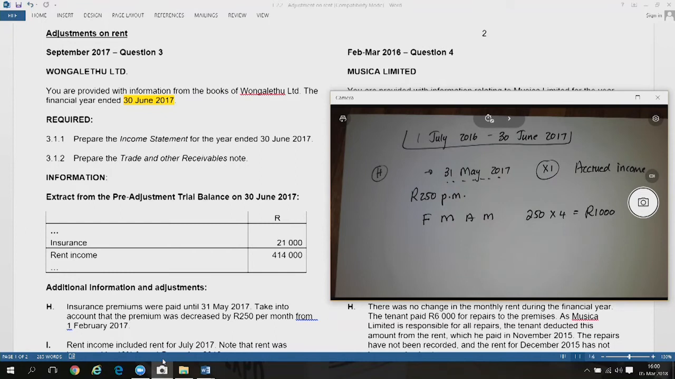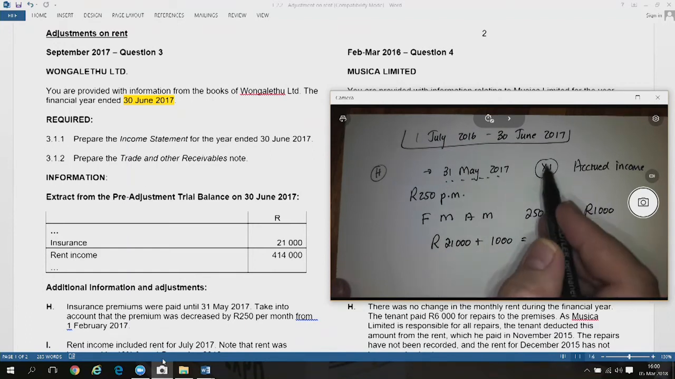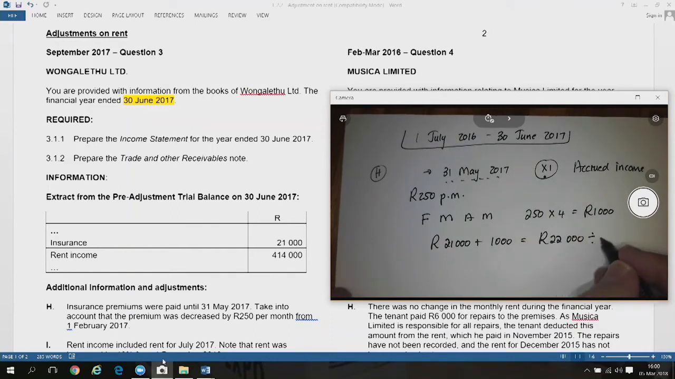Because it decreased, we must add it back before we can divide. So that gives us 21,000 rand plus the 1,000 rand. That gives us 22,000. If 1 month is short for accrued income, then we divide it by 11.